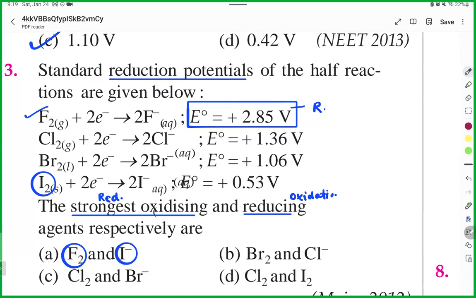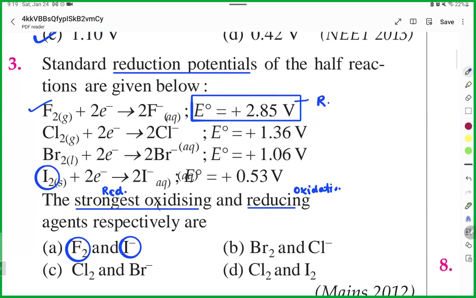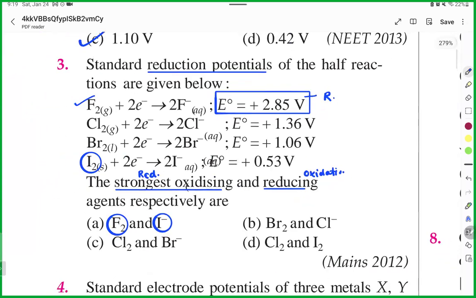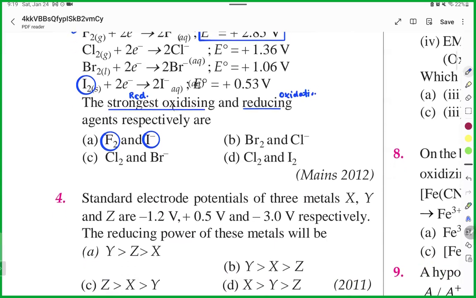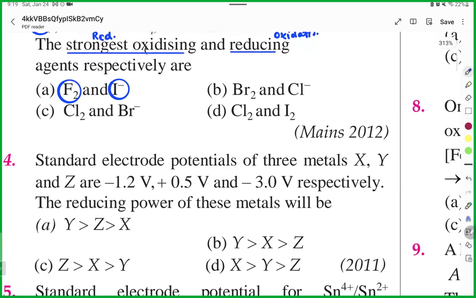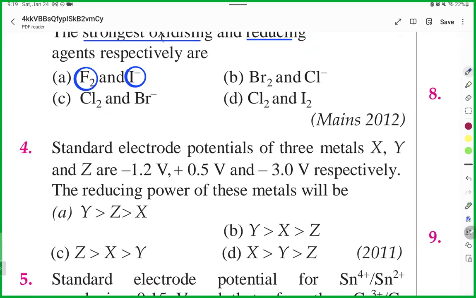Remember, oxidation and reduction are always comparative. Always comparative, not standard. Any doubt? Anybody? Anybody have a doubt, guys? Yes, Rayan.